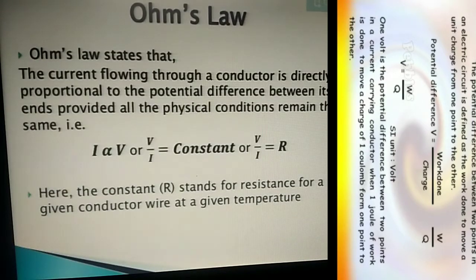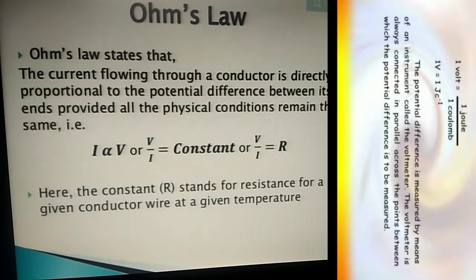Once again, Ohm's law states that the current flowing through a conductor is directly proportional to the potential difference between its ends, provided all the physical conditions remain constant. That is, I is directly proportional to V, or V by I is equal to a constant, or V by I is equal to R. Here the constant R stands for resistance for a given conductor or wire at a given temperature.